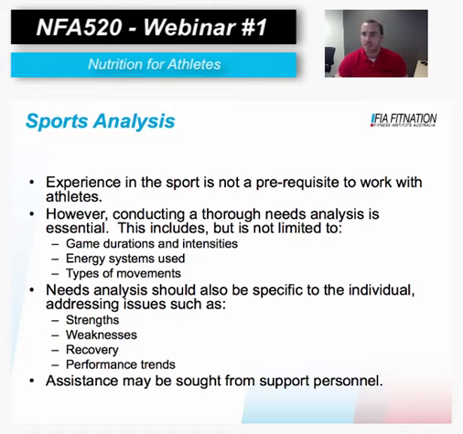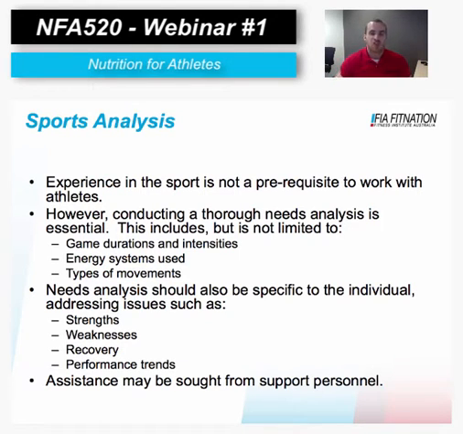So when we're doing a needs analysis in nutritional terms, what we need to consider are things like the games, durations and intensities, which is obviously going to influence the second point, which is the energy systems that you're utilising throughout the performance. You're also going to consider the types of movements. So are they explosive or are they more endurance in nature? This is going to all influence the types of nutritional practices that are going to maximise performance.